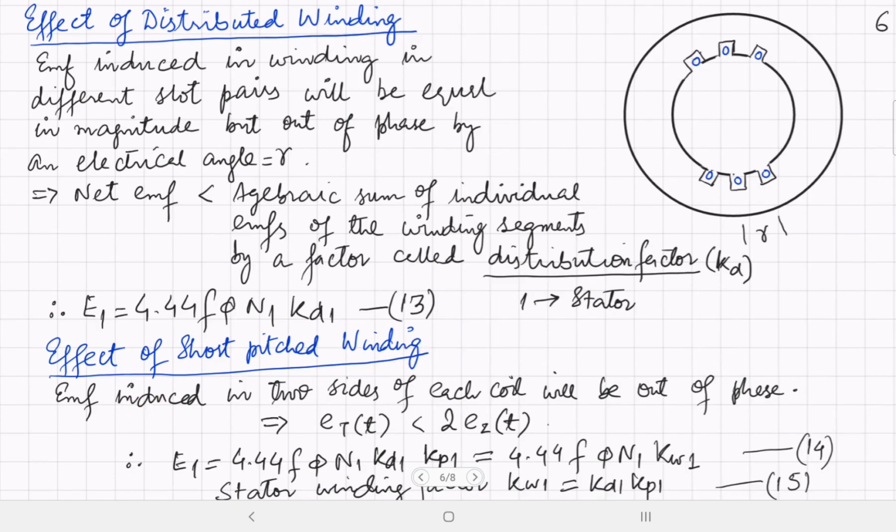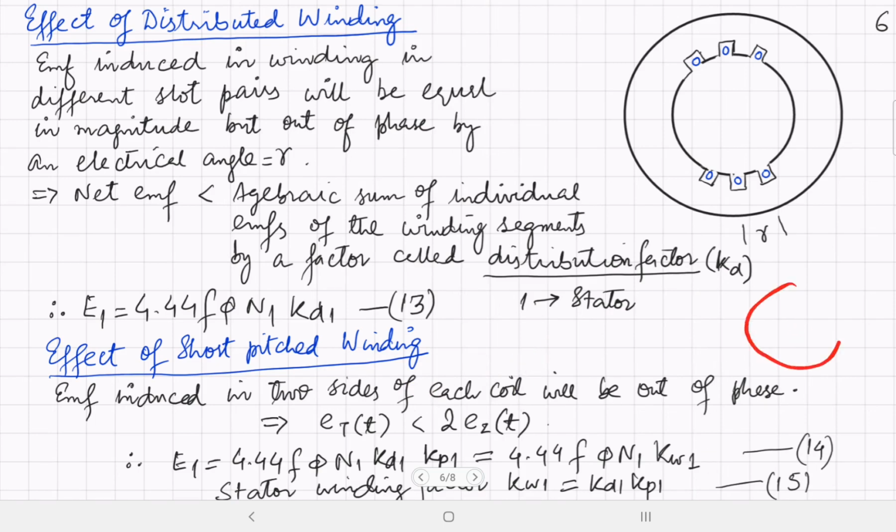Now, in AC machines, not only do we use distributed windings, we usually go for short pitched windings also. Instead of using full pitched coils, we use short pitched coils for certain advantages, as will be discussed later. Now, what will happen in that case?